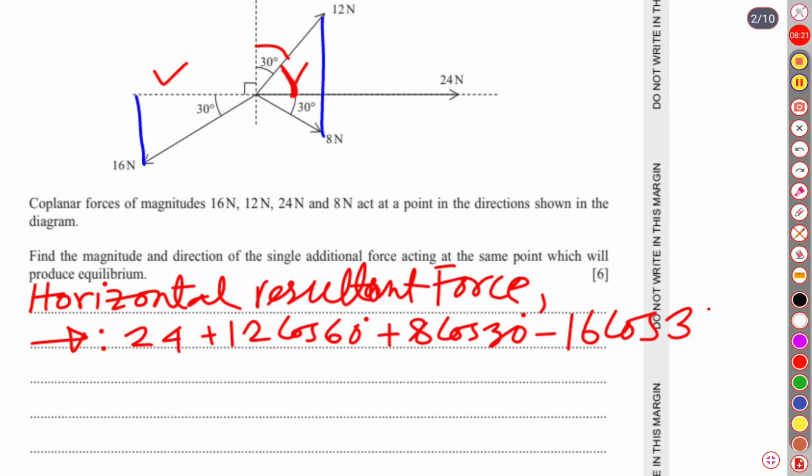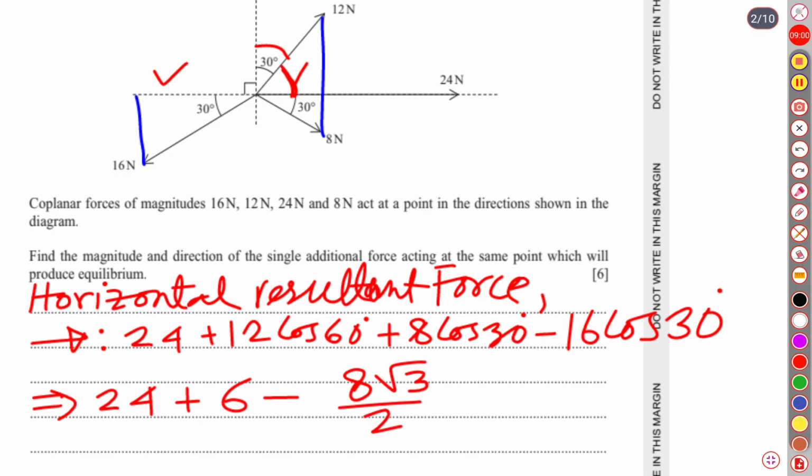So this is the resultant force in the horizontal direction, along the x-axis: 24 plus 12 cos 60, and cos 60 is half, so 12 over 2 is 6, plus 8 cos 30 minus 16 cos 30, which means negative 8 cos 30. And cos 30 is square root of 3 over 2.